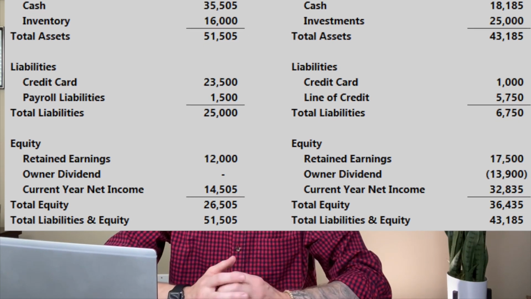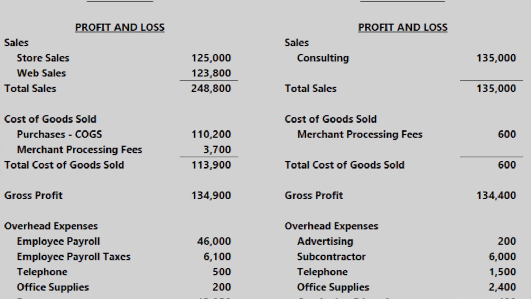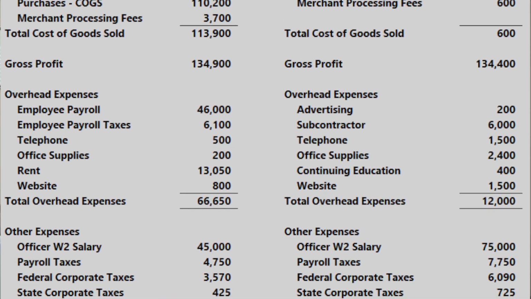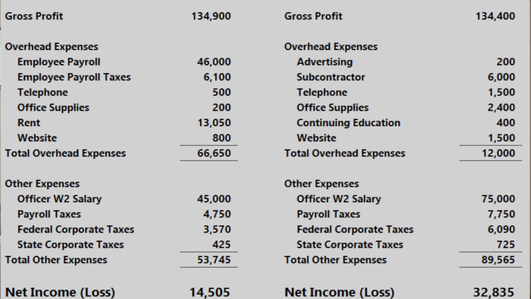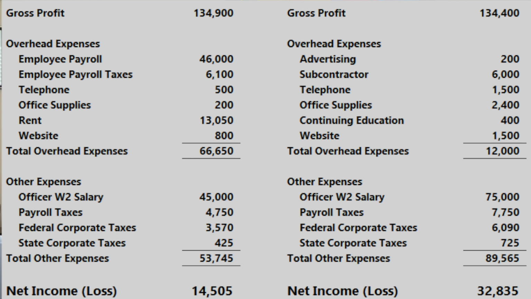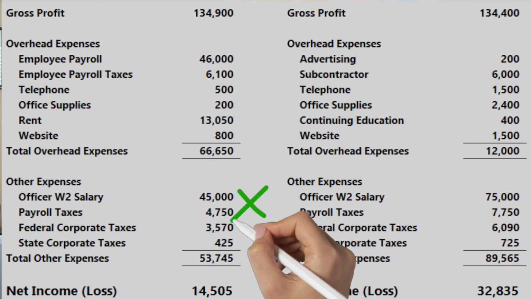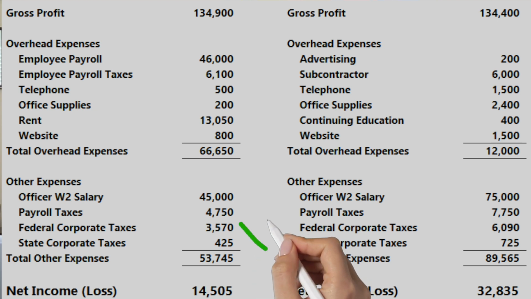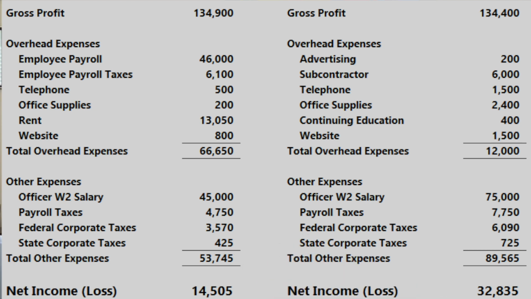The main sections of the balance sheet and profit and loss will always be the same. You have your assets, your liabilities, your equity, sales, cost of goods sold, overhead expenses. It's the sub-accounts that change based on the entity type and the type of business. So here we've added an officer W-2 salary or payroll line item and also federal and state corporate taxes in the other expenses section of the profit and loss. That's it. Everything else basically looks like a sole prop or single member LLC's financials.